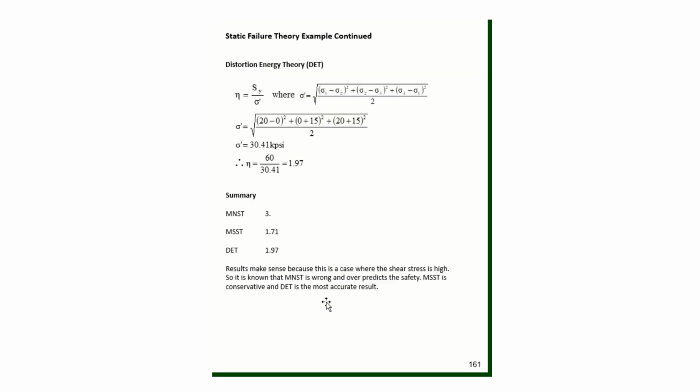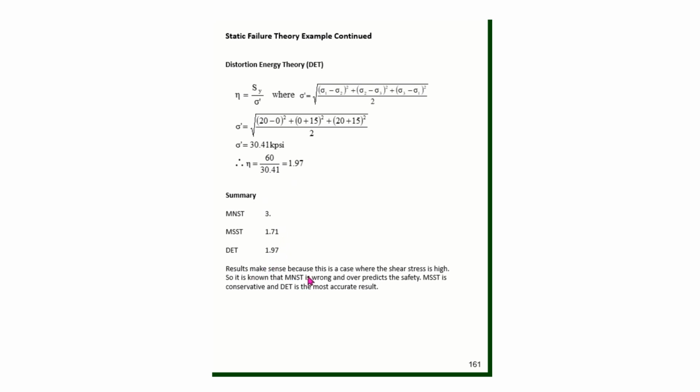So now we'll look at the distortional energy failure theory. We have Sy over sigma prime. We plug in our values to that equation. We get our sigma prime. Then we look at our safety factor, and it tells us we have a 1.97. So comparing the three safety factors, we get 3, 1.71, and 1.97.